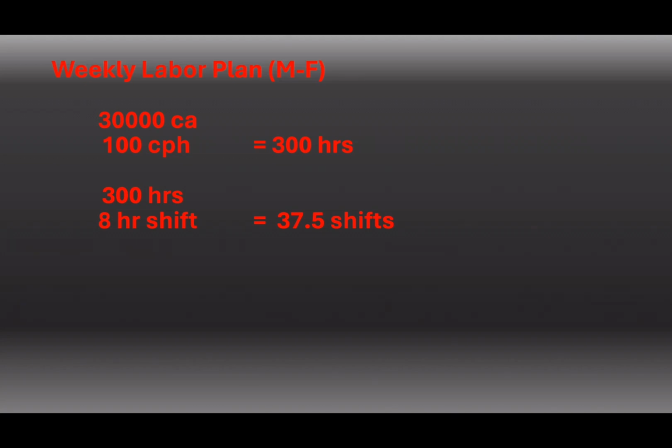37.5 shifts divided by 5 days in a week equals 7.5. Your team must average 7.5 employees working on this volume each day in order to complete the required workload on time. If you only have 6 employees in the building all week, you will not be able to complete the required volume. If you have 10 employees, you will have more labor than is needed to complete the job in 8-hour shifts on this volume.